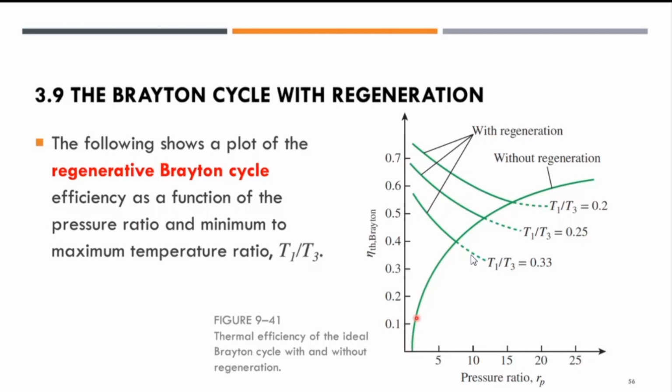You can see here, this is the Brayton cycle without regeneration, and this is with regeneration. So you can see that with regeneration at T1 over T3 equal to 0.33, then 0.25, 0.2, it coincides with the without regeneration curve. So you can see the limitation.